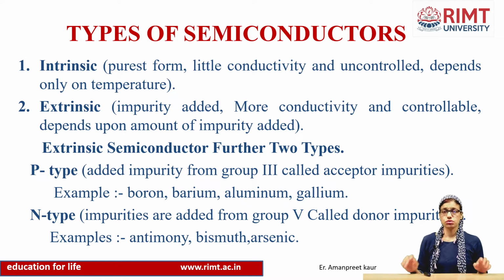There is no need for justification, it is just easy to remember that a p type semiconductor is one where the semiconductor donates the electron to the impurity. That's why we call those impurities acceptor impurities. We added the acceptor impurities from the third group, for example boron, barium, aluminium and gallium. Now n type is where the impurities are added from group fifth. These are donor impurities, because they donate the electron to the pure semiconductor, and that's why we call it an n type semiconductor. Examples of the fifth group are antimony, bismuth and arsenic.